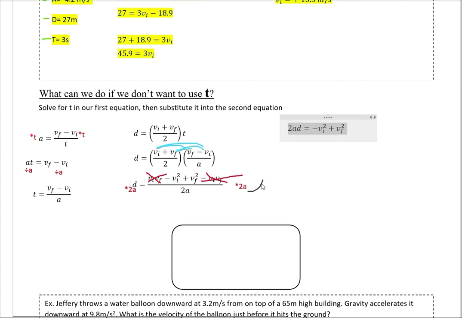And that gets me, and I'm going to do it up over here now. Everybody, this is the way we're going. 2 times a times d is equal to negative vi squared plus vf squared. Well, this is good. This is much easier to look at, much easier to remember.